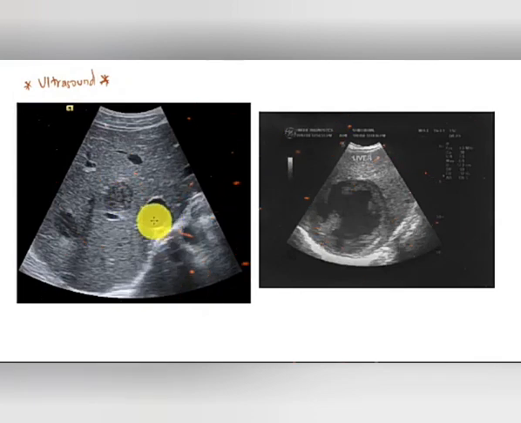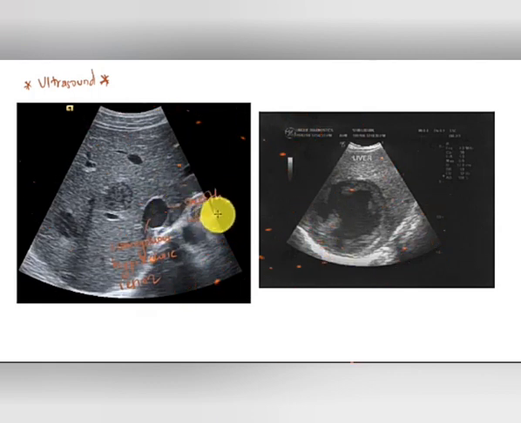Here we have ultrasound picture of amoebic abscess. It shows a homogeneous hypoechoic lesion with a smooth wall. This is the characteristic for amoebic abscess. We can differentiate it from pyogenic abscess, as pyogenic abscess may be smooth wall or it can have irregular wall, and amoebic abscess is always homogeneous, while pyogenic abscess is heterogeneous a lot of the time.